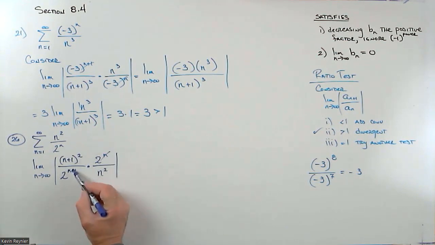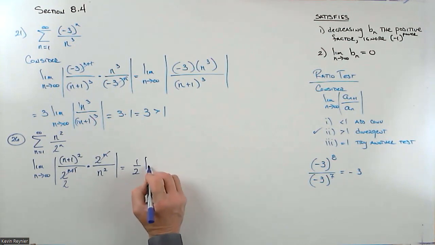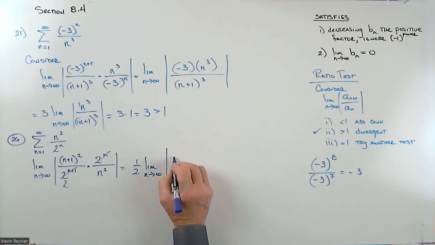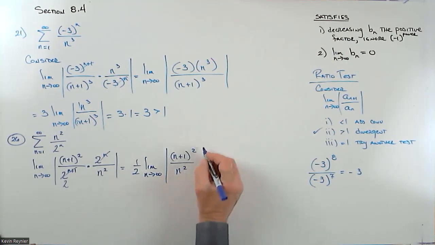Now when we simplify this with this, we get a 2 down there. That brings us out a half, doesn't it? And that's going to be the limit as n goes to infinity. We're going to have n plus 1 squared up here. We're going to have n squared down here.